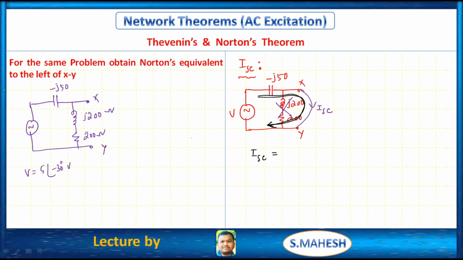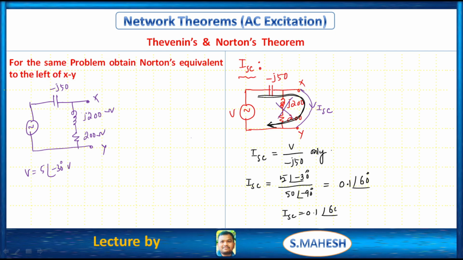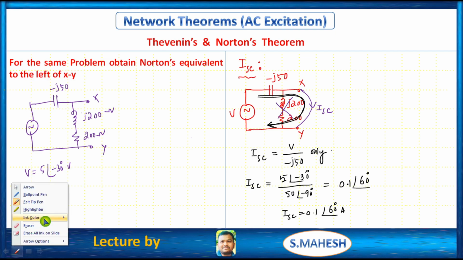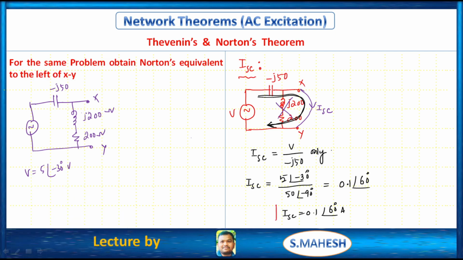ISC is equal to the total voltage divided by minus J50 only, right? We all know that this is 5 at an angle minus 30, divided by 50 at an angle minus 90, which is equal to 0.1 at an angle 60 degrees. So ISC is 0.1 at an angle 60 degrees. This is the value of ISC.